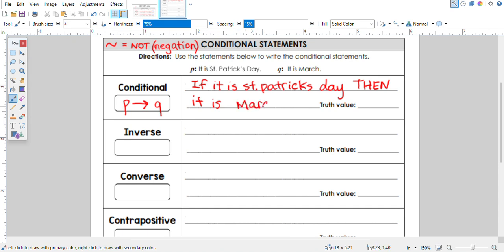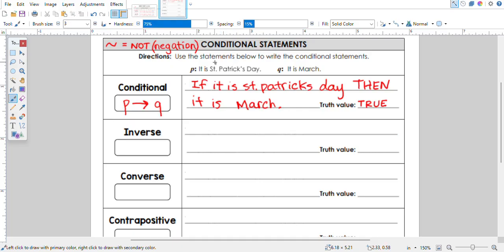If you have not looked at a calendar recently or do not know the date for St. Patrick's Day, St. Patrick's Day is one day in March. I want to say it's the 17th. It might be the 15th, but it is definitely one of the days in March. So if it is St. Patrick's Day, then it is March. On St. Patrick's Day, that is a day in March. So this is a true statement.